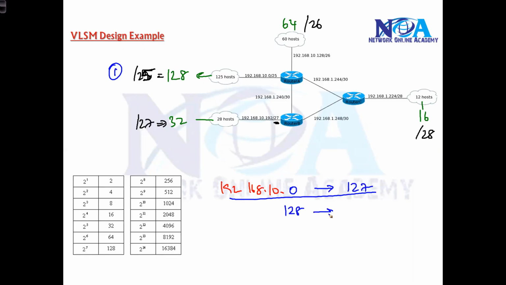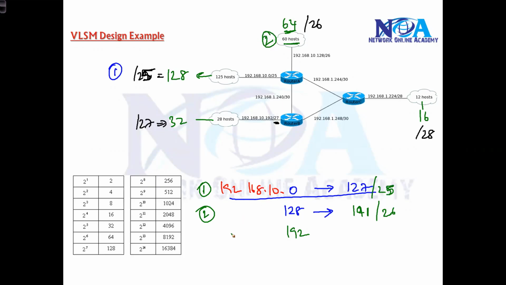The next range will start with 128. The second one will allocate from 128. As per my topology, this is the next highest, so I'll go with this. This is the first one. Second one is a group of 64 addresses, so it's going to be 192. It ends on 191 with /26. This is /25. So this is the second one.